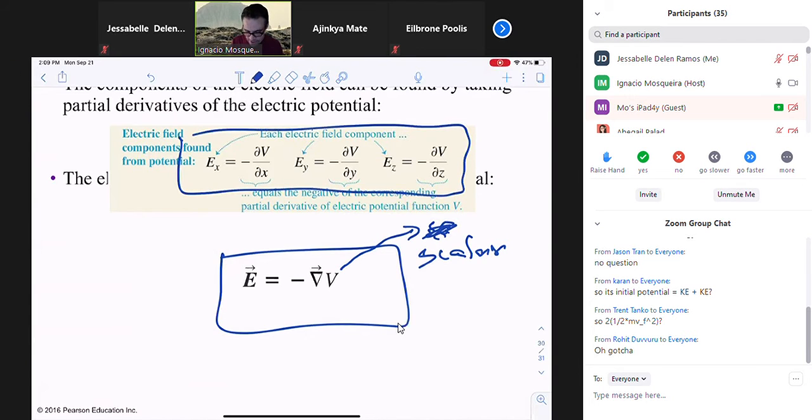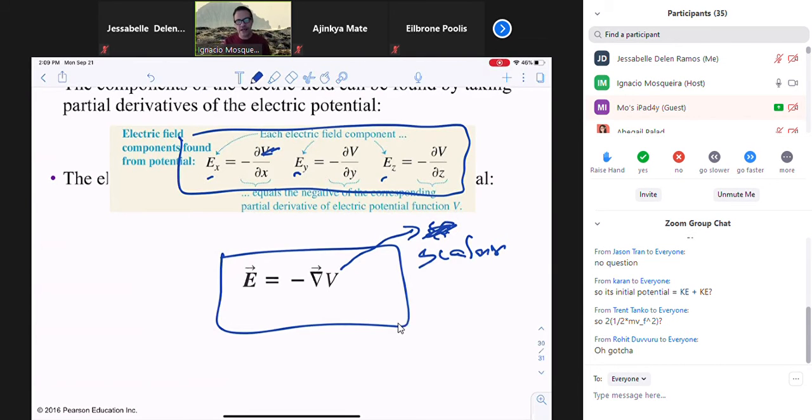Okay, so that's what they're telling you here. If I have the scalar potential, and I take a derivative with respect to x, then I get the x component of the electric field. So the electric field is a vector because it has three components: Ex, Ey, Ez. If I want to get each one of them, then I take different derivatives of the same quantity, the potential. Okay, so this is in general true.